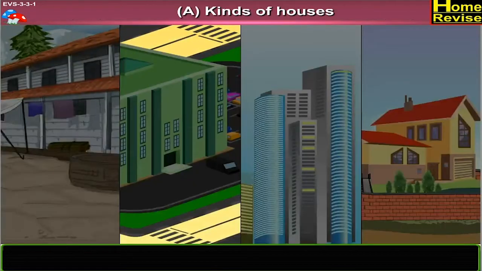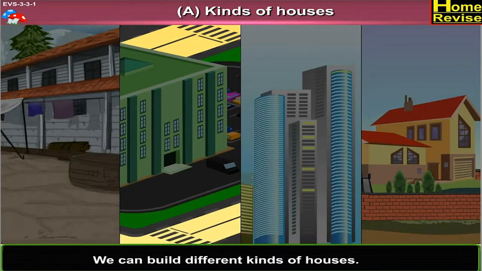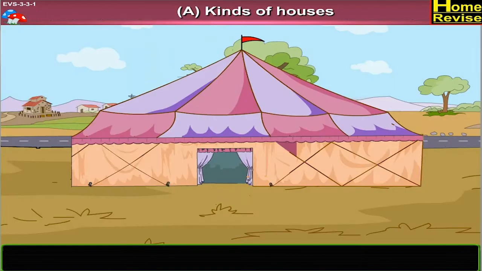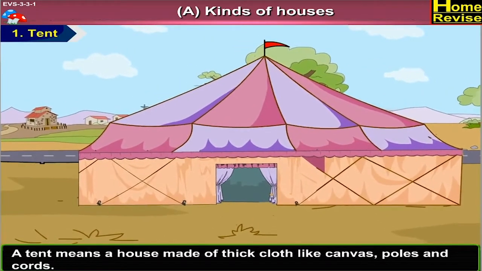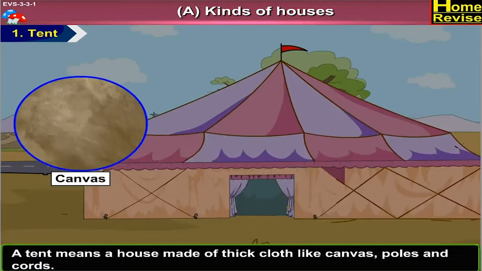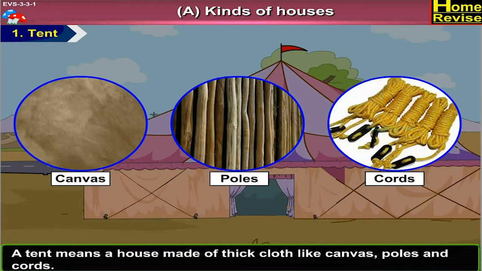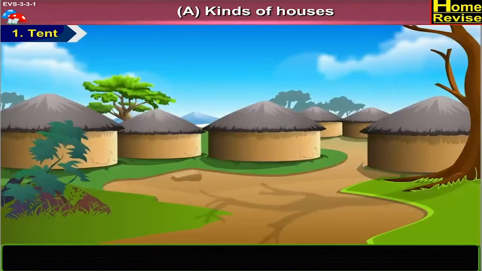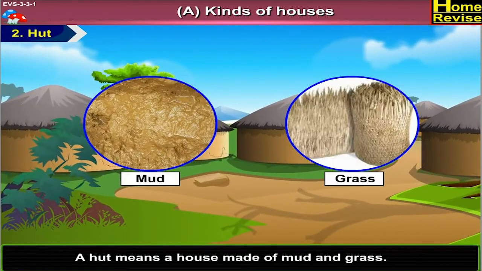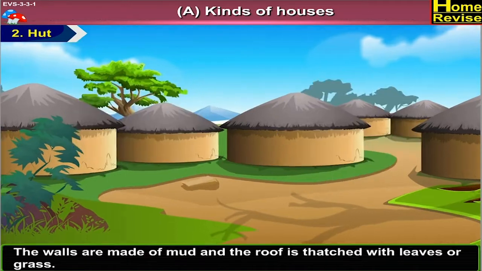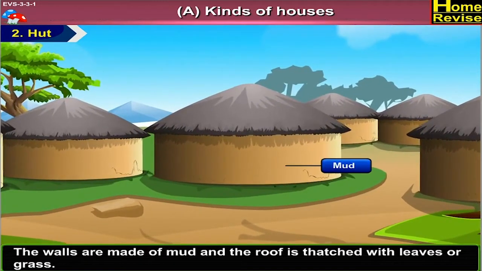A. Kinds of houses. We can build different kinds of houses. 1. Tent. A tent means a house made of thick cotton-like canvas, poles, and cords. 2. Hut. A hut means a house made of mud and grass. The walls are made of mud and the roof is thatched with leaves or grass.